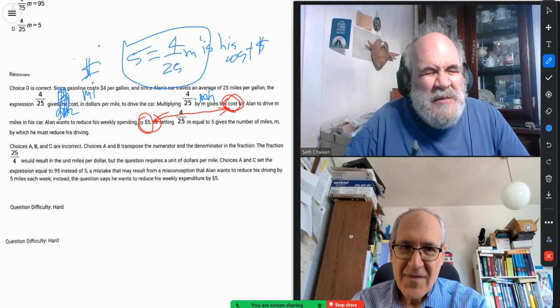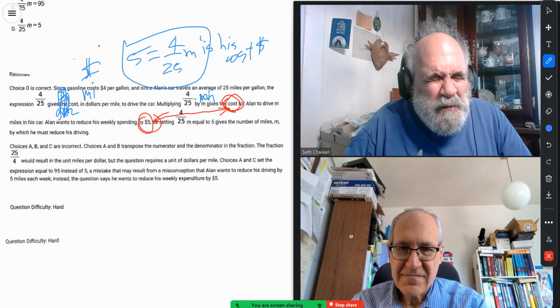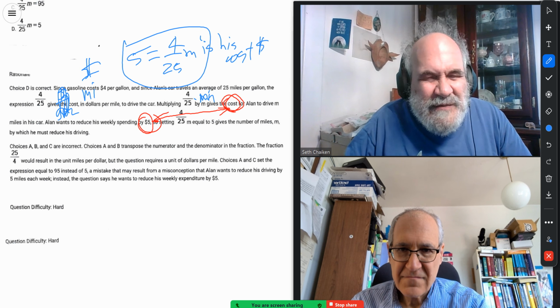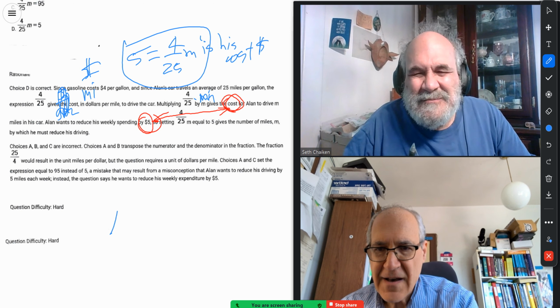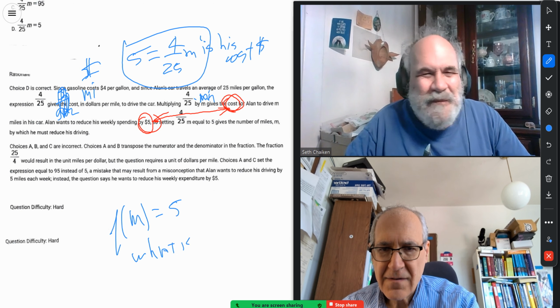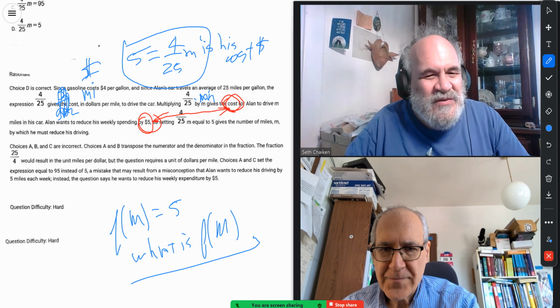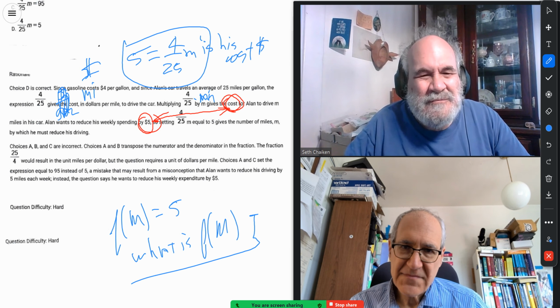So they really should say he wants to save $5, and the problem asks for an equation of the form f of m equals 5. Right. Okay. Yeah. Except they didn't use function notation. What is f of m? Yeah. What's his f? What is f of m? Right. And then, yeah.